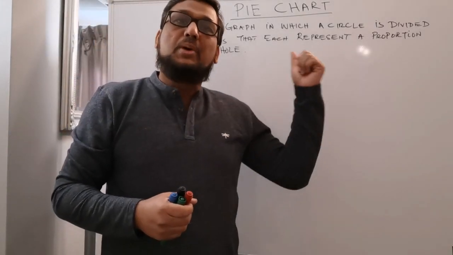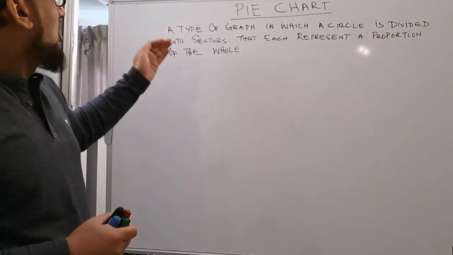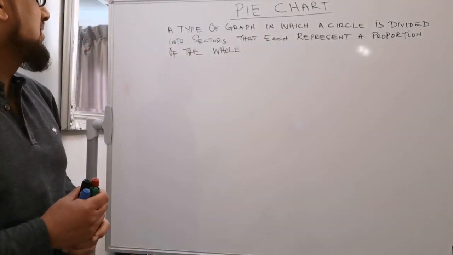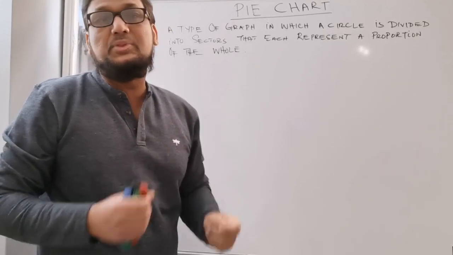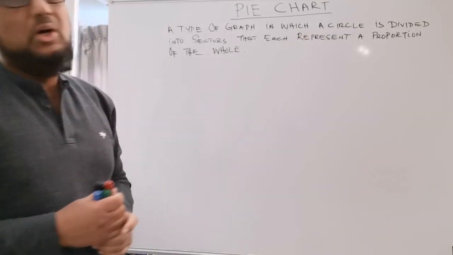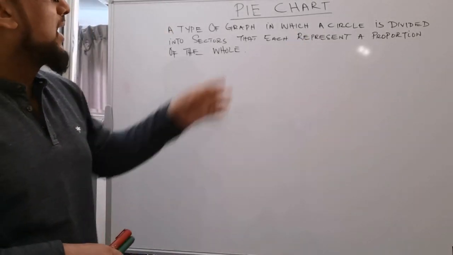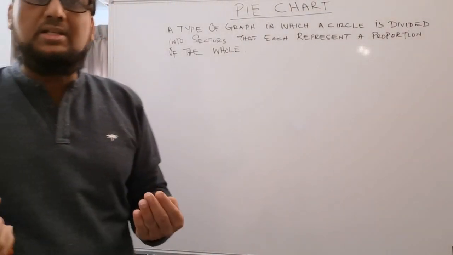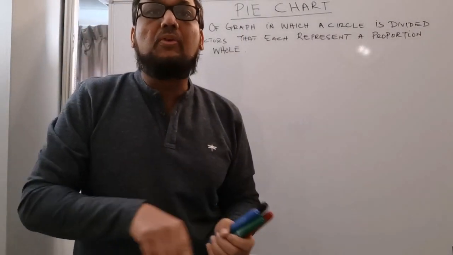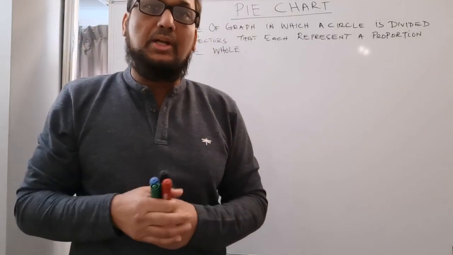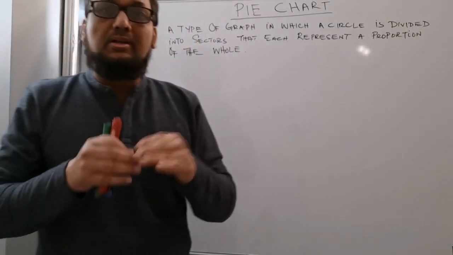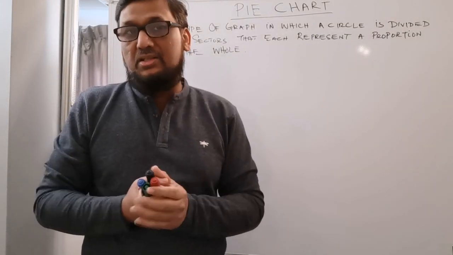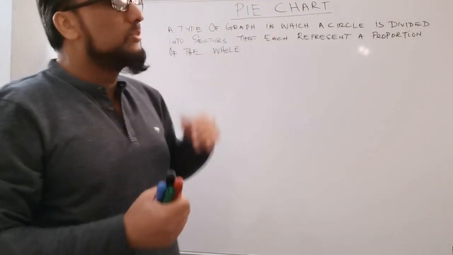It's called pie chart. A pie chart is a type of graph in which a circle is divided into sectors that each represent a proportion of the whole. So it means representing your data in the form of a circle, divided into different sectors to make a whole representation. This is called a pie chart.